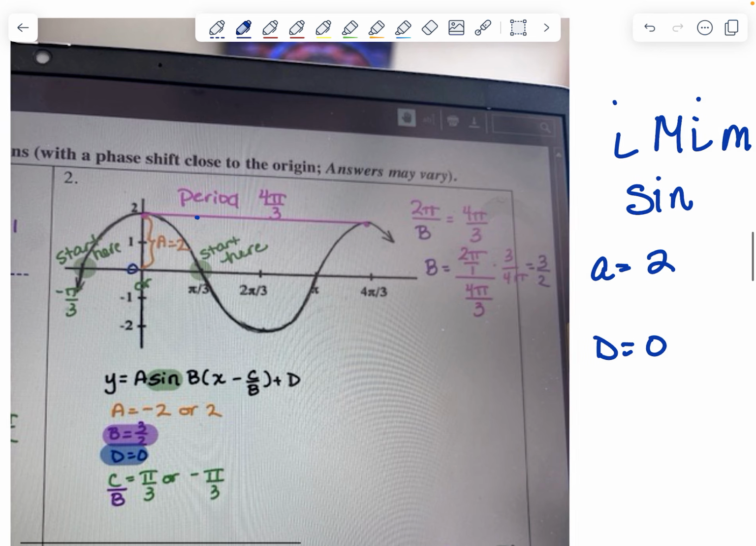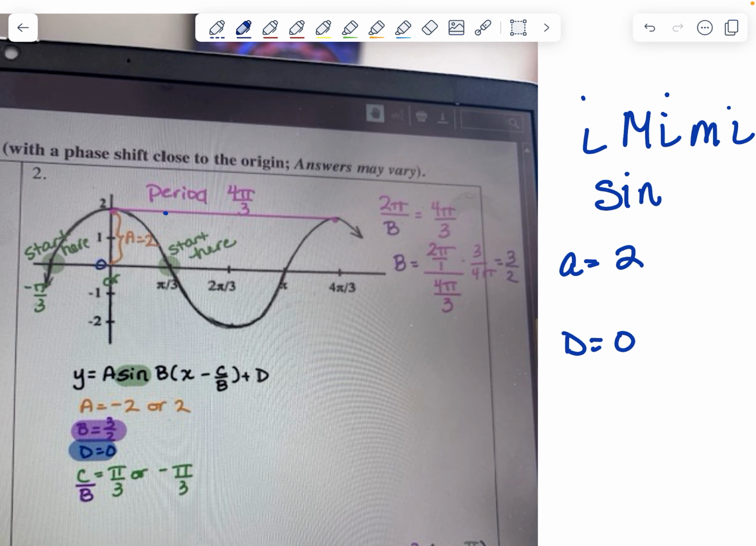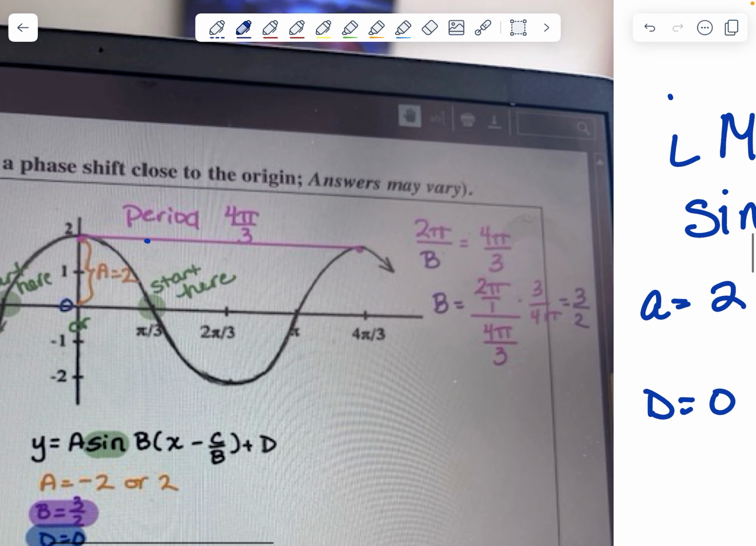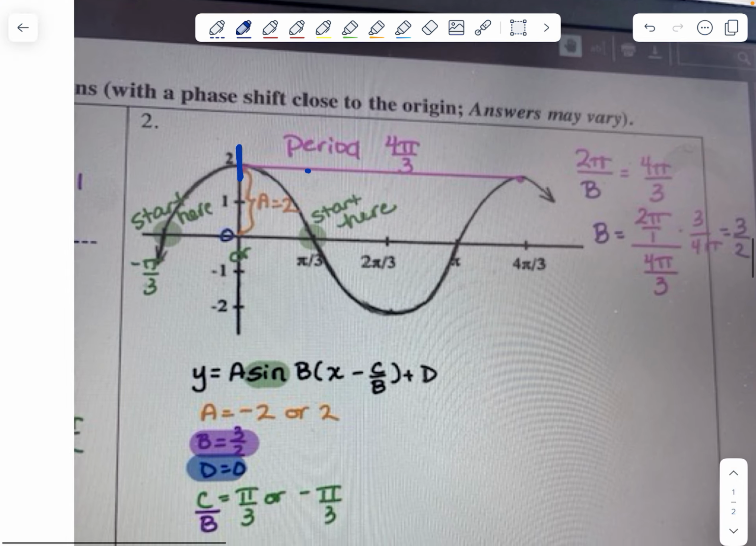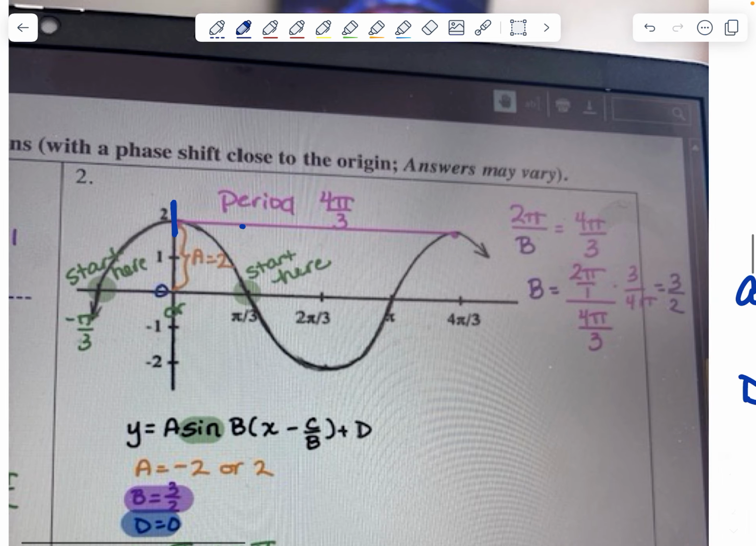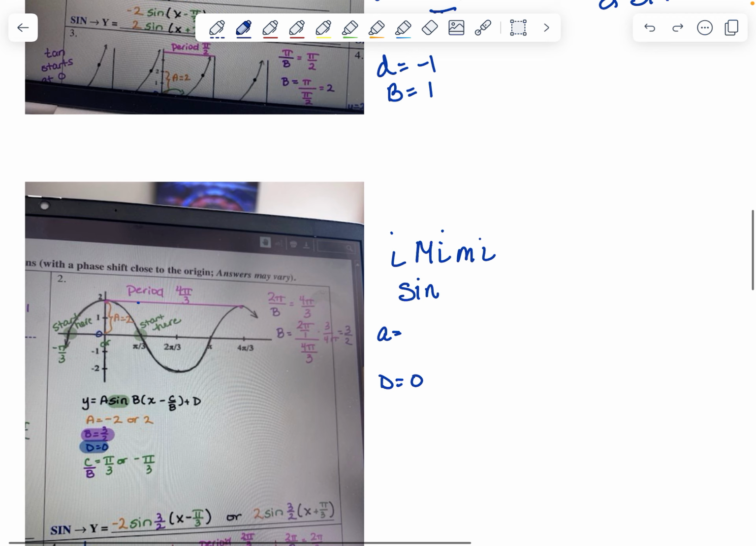Now, we need our period. The easy way to do the period is always go from 0, no matter where, until the end of any pattern. So this pattern goes max, interval, min, interval, max. So that's a cosine pattern. It doesn't matter. The whole graph fit in there. So from 0 to 4 pi over 3, the period is 4 pi over 3. Oops, I missed that. Period is 4 pi over 3.